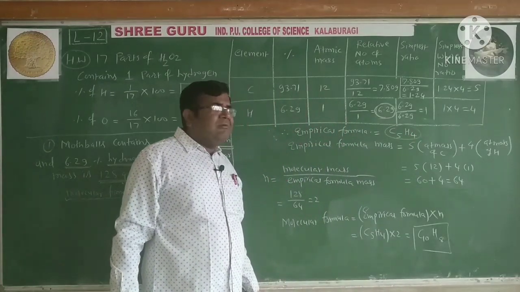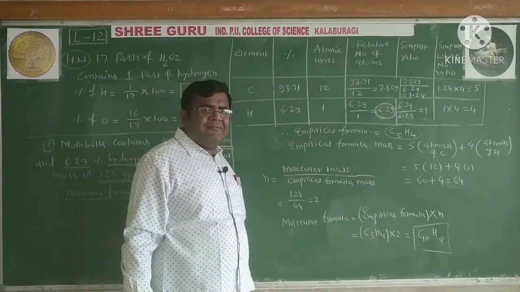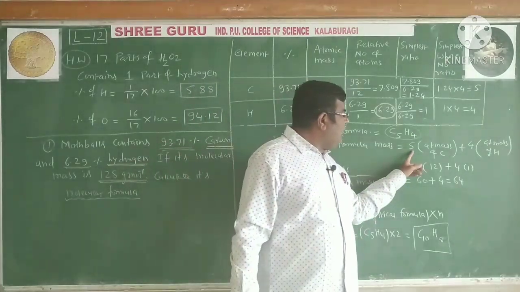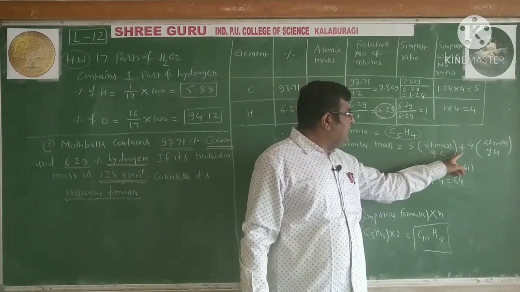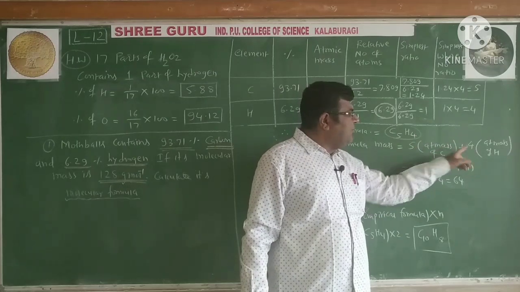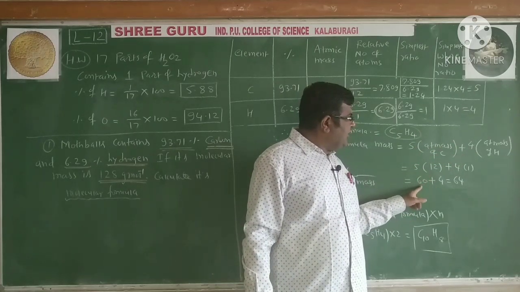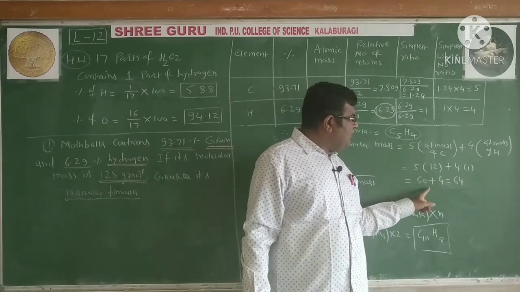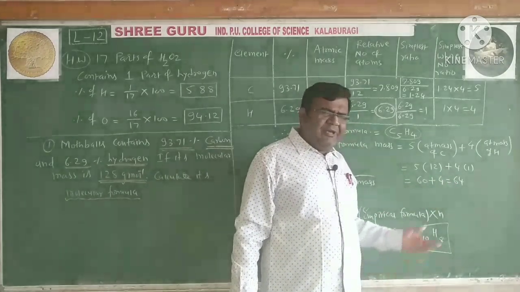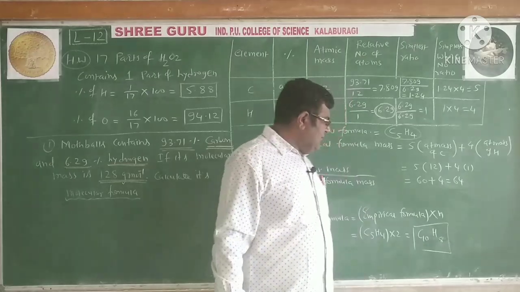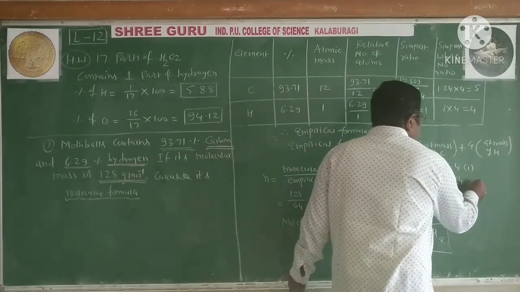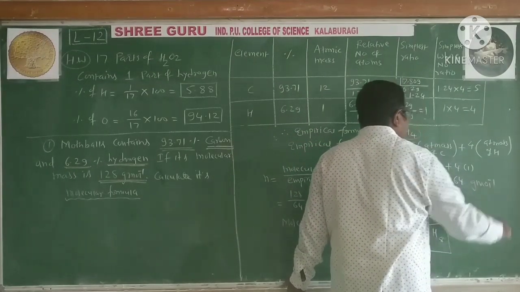Next step is to calculate the empirical formula mass. 5 into atomic mass of carbon plus 4 into atomic mass of hydrogen. 5 into 12, 60. 4 into 1, 4. 64. You can write it as gram per mole, that doesn't matter here. Gram per mole.